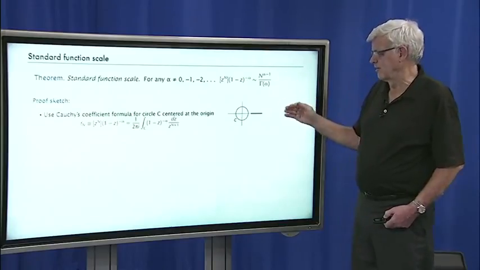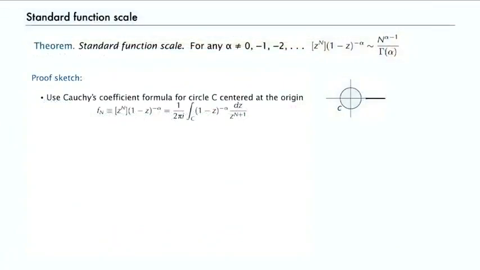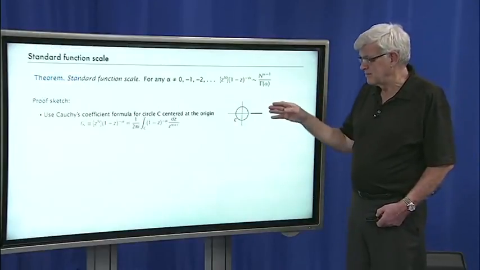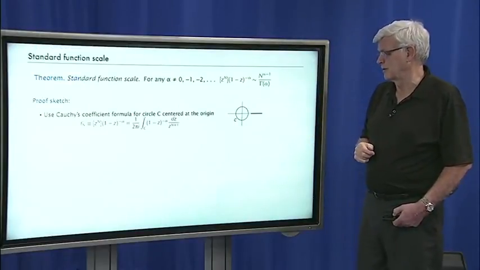So the sketch of the theorem is to get the coefficient of z to the n in (1 minus z) to the minus alpha, we use Cauchy's coefficient theorem. It says the coefficient of z to the n in a function is 1 over 2 pi i times the integral over a small circle where it's analytic, which the origin is fine, times dz over z to the n plus 1.